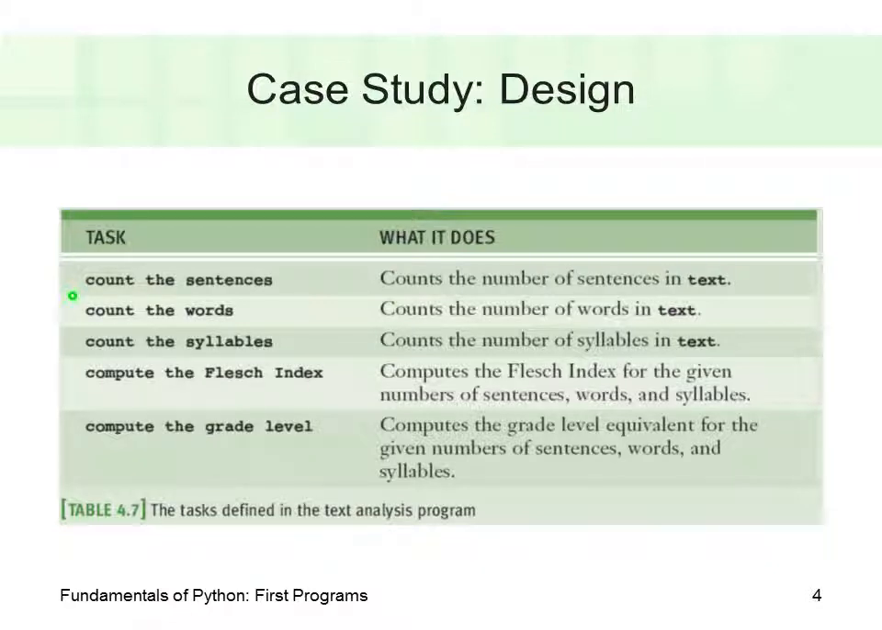Here we have a list of the tasks that we'll have to perform. We're going to count the number of sentences in the text. Count the words. We will count the number of words in the text. Count the syllables. We will count the number of syllables in the text. Compute the Flesch Index. We will compute the Flesch Index for the given number of sentences, words, and syllables. And to compute the grade level, we will compute the grade level equivalent for the given number of sentences, words, and syllables.